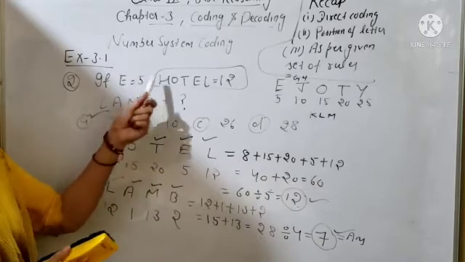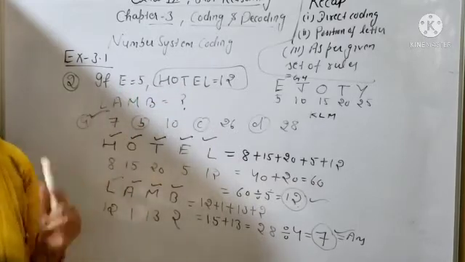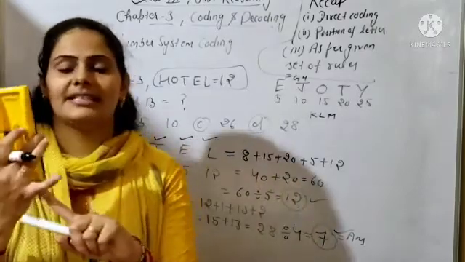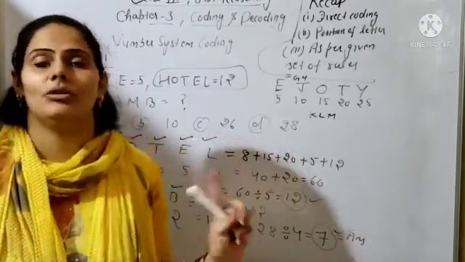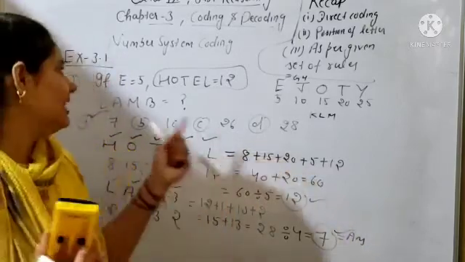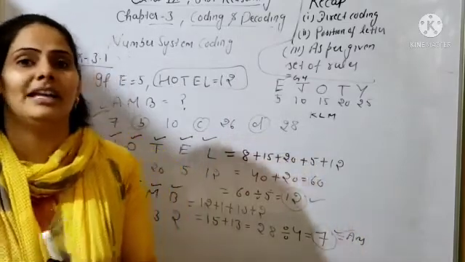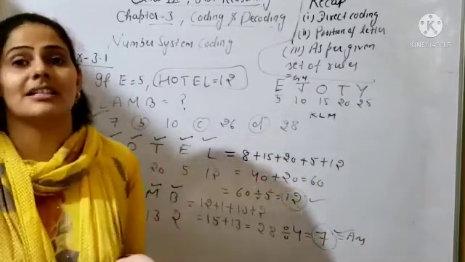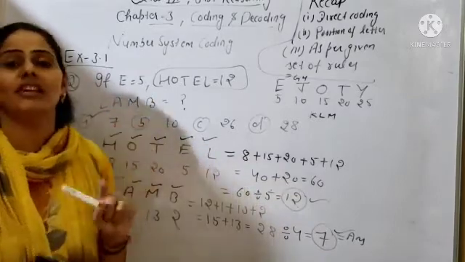Here, if E is equal to 5, in HOTEL, E is equal to 5. It means at the place of E, A, B, C, D, E. E is at the 5th position. It means here you will apply the rule from the left hand side only. That's why E is given equal to 5. You can say, ma'am, why are we taking E is equal to 5? What is the meaning of E is equal to 5? So beta, E is equal to 5 means the place of E is 5.